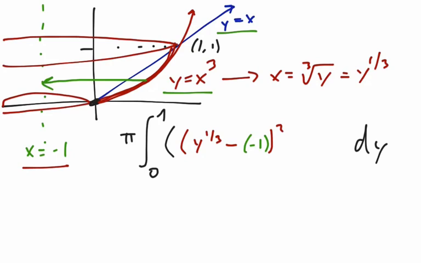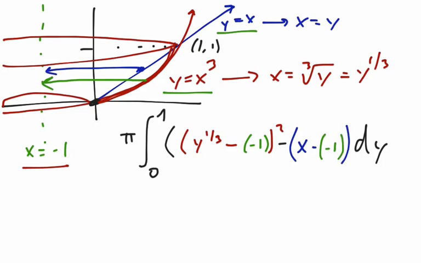squared, and then we're going to subtract the inner radius, which goes from here, which is y equals x, so rewriting x equals y, down to negative 1. So it's going to be y minus, and then parentheses, negative 1, close parentheses there, squared, and then we can close the black parentheses before the dy.